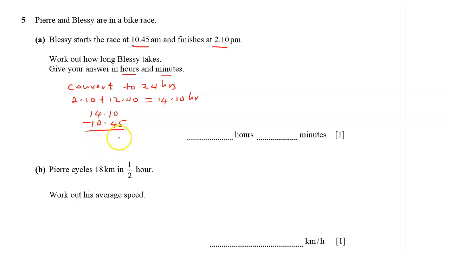And you'll find that, of course, this will be 5. This will be now, of course, 0. So we borrow 1 from here, becomes 6, so gets 2. And we remain with 3 there. So Blessy takes 3 hours, 25 minutes to finish the race.